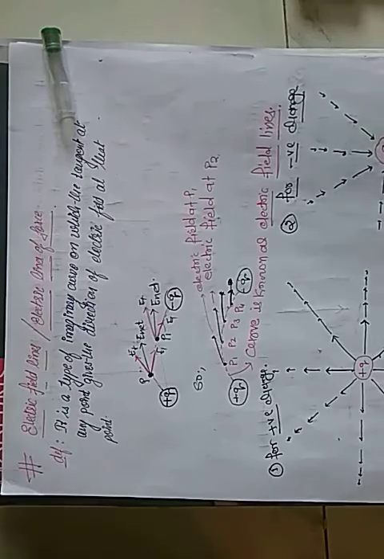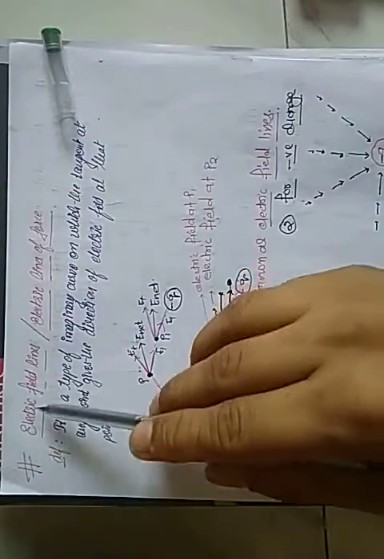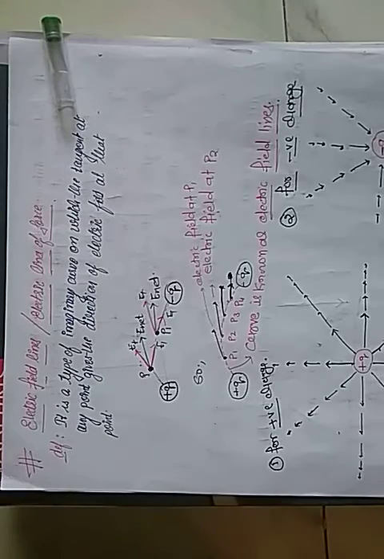So today we are going to start with a very good topic: electric field lines. Sometimes it is called electric field lines of force. Okay, don't mix the topic with electric field intensity that we discussed. What is the formula for electric field intensity? E is equal to kQ by r square.